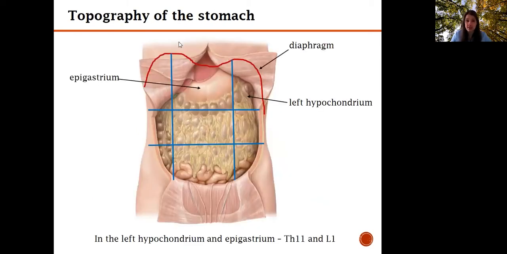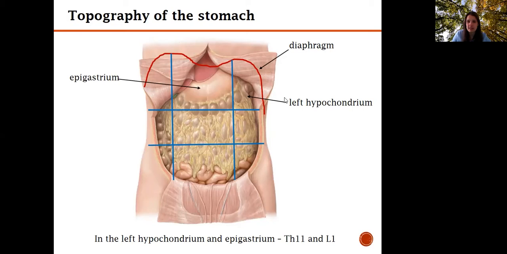So let's start with the stomach. The stomach is located just below the diaphragm, actually just below the left dome of the diaphragm, and it is located in two regions of the abdominal cavity. The middle upper region is called the epigastrium, and we have the left upper region, which is the left hypochondrium below the left costal cartilages.